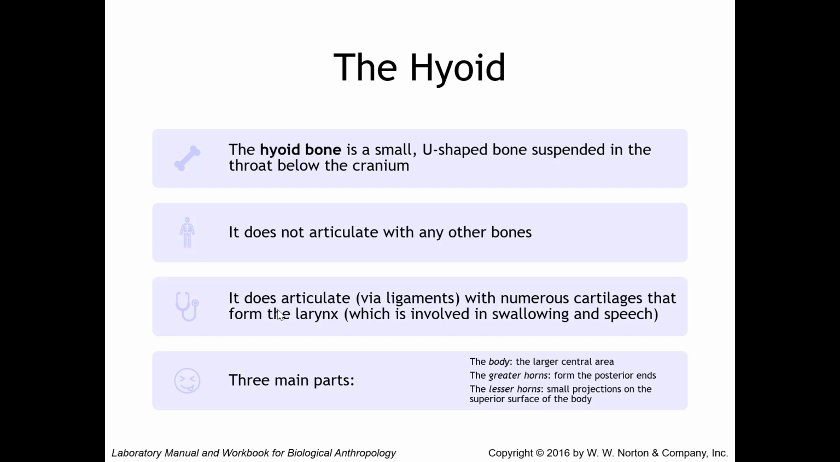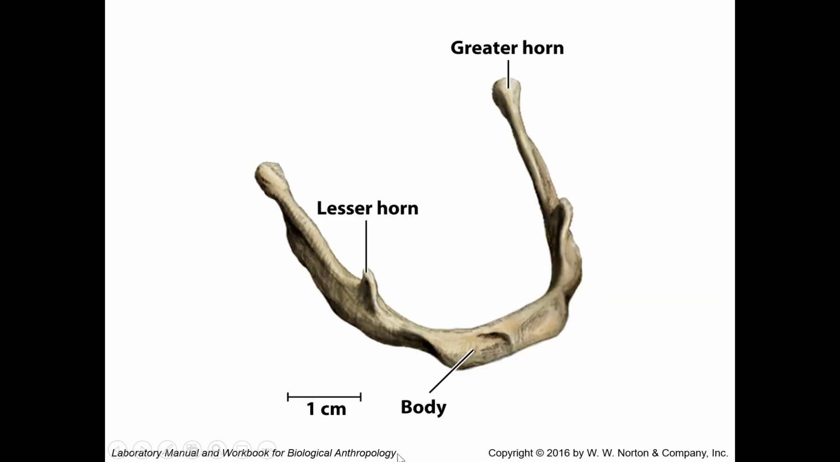All of these areas allow for muscle attachments, right? All these, the main parts we have on the hyoid, they allow for muscle attachments that will help move the larynx and the tongue. So the three main parts are the body, the greater horns, and the lesser horns. And I'm going to show you that on the picture of the hyoid bone.